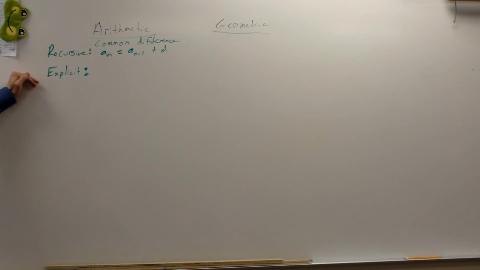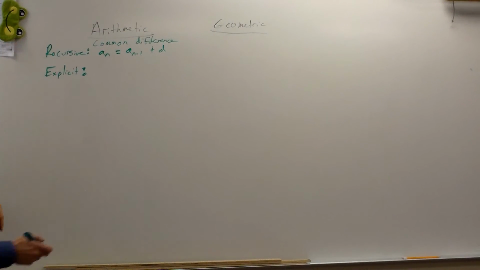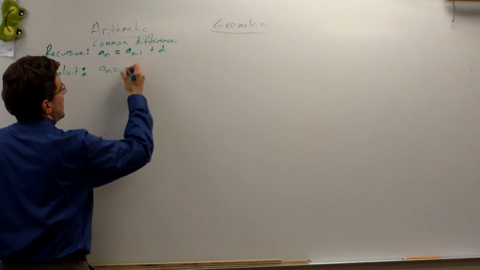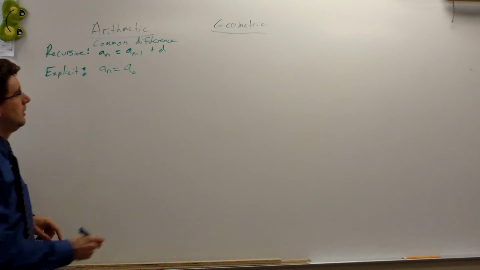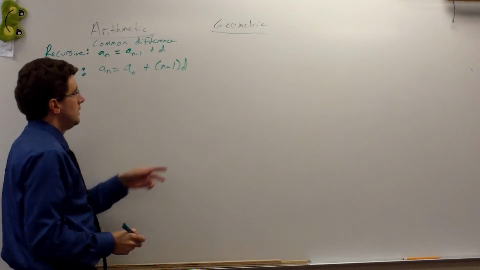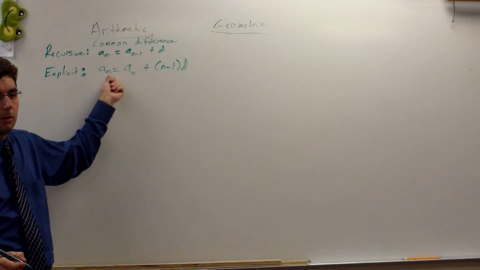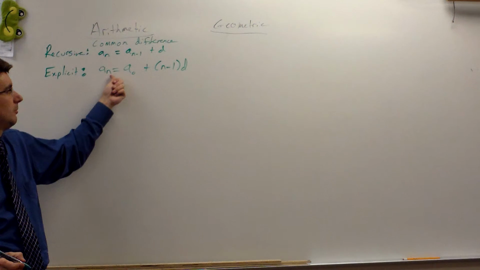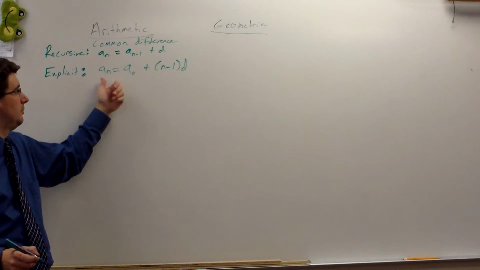But once you've got an explicit formula, there's very little reason to go back to recursive. In fact, to be completely blunt, I don't know why you would. It doesn't help you. The explicit says, okay, well we know our first term, our initial value. We have our common difference and the number of terms between 0 and the one we're looking for. Multiply that by the common difference, add that together, boom, you get that.